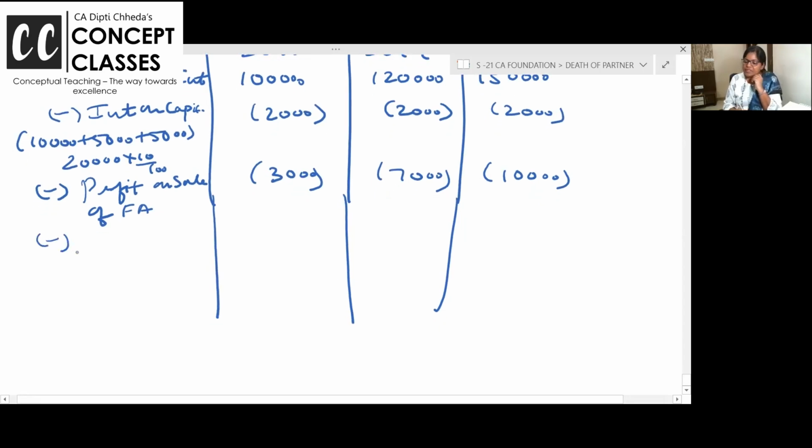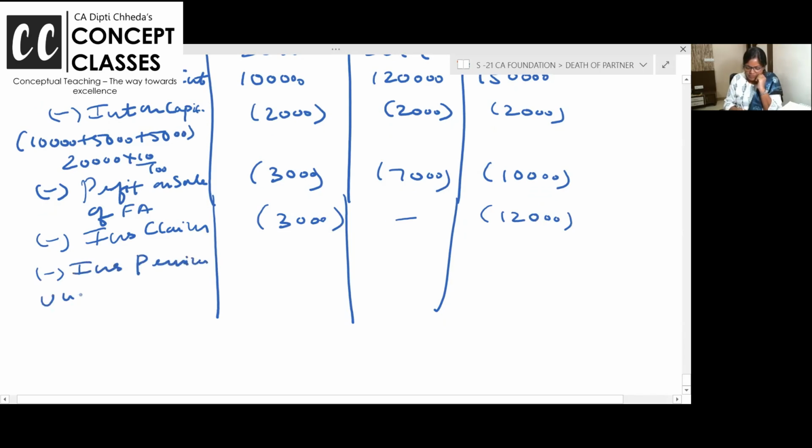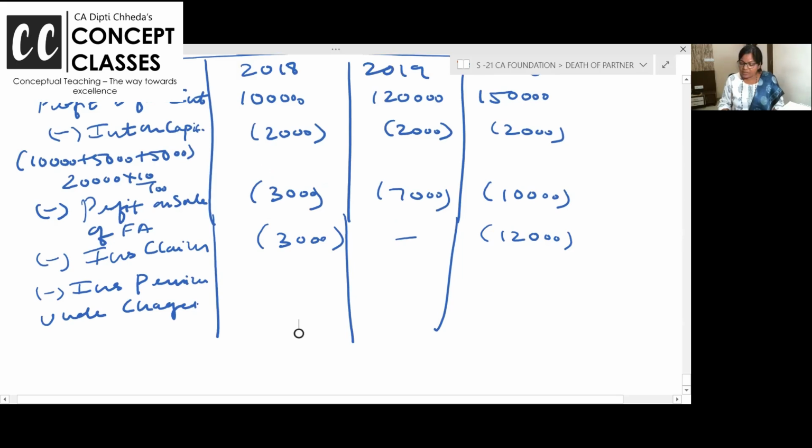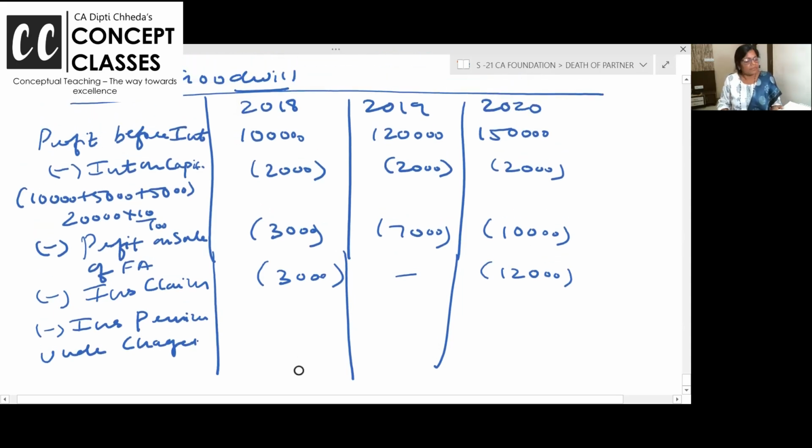Insurance claims you have received and you have included here. Insurance claim included in this 3,000 and 12,000. Remove it. And insurance premium is undercharged. Insurance premium is undercharged. Read the language. 6,000 is undercharged in the year last year.